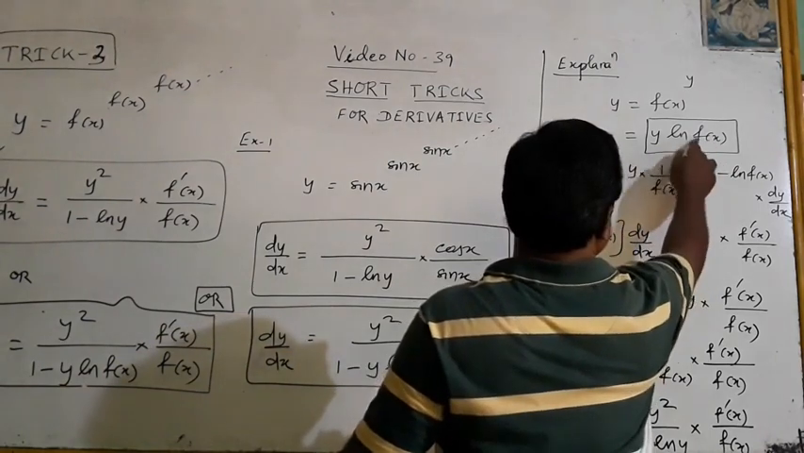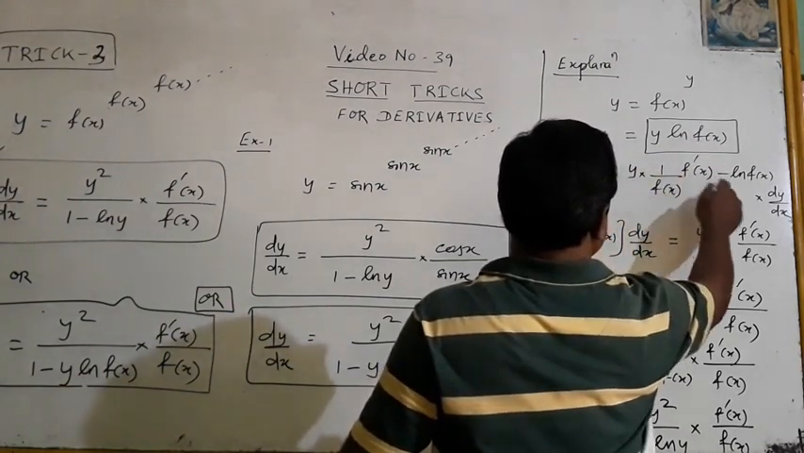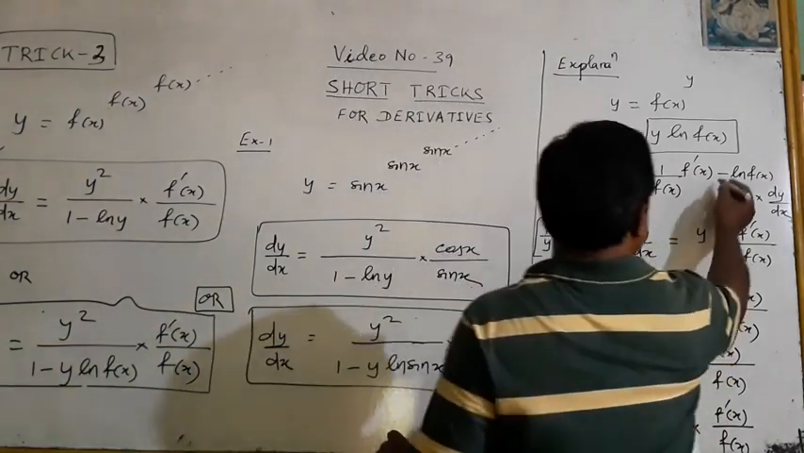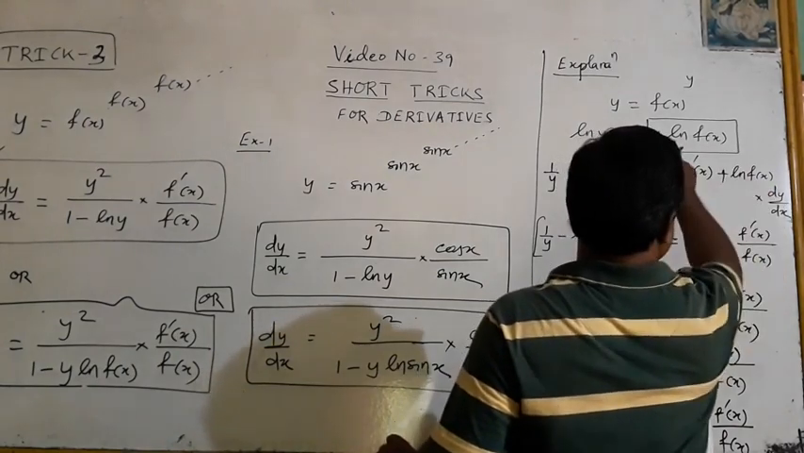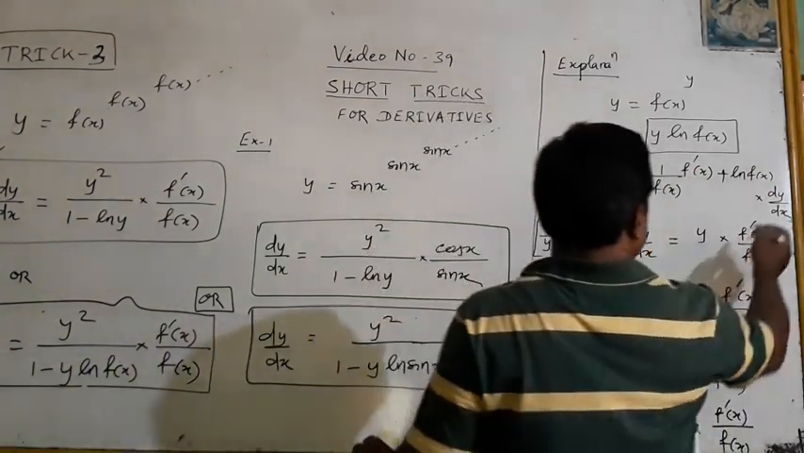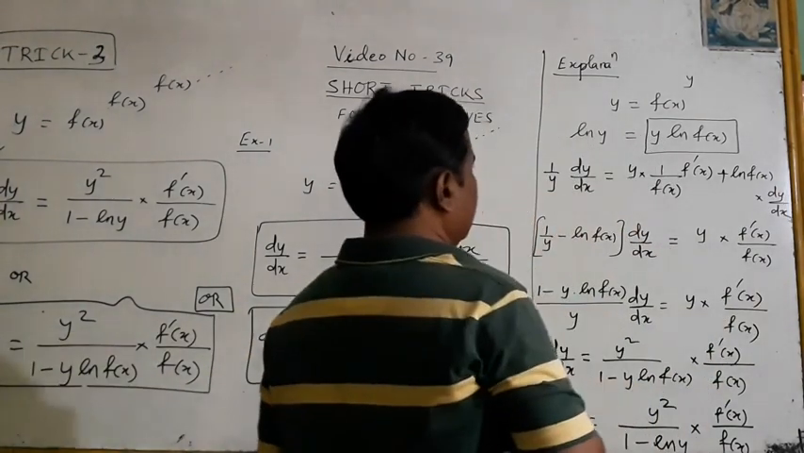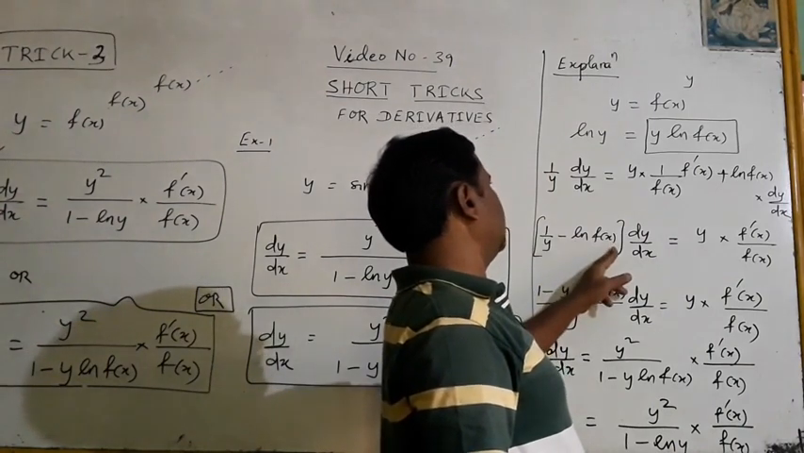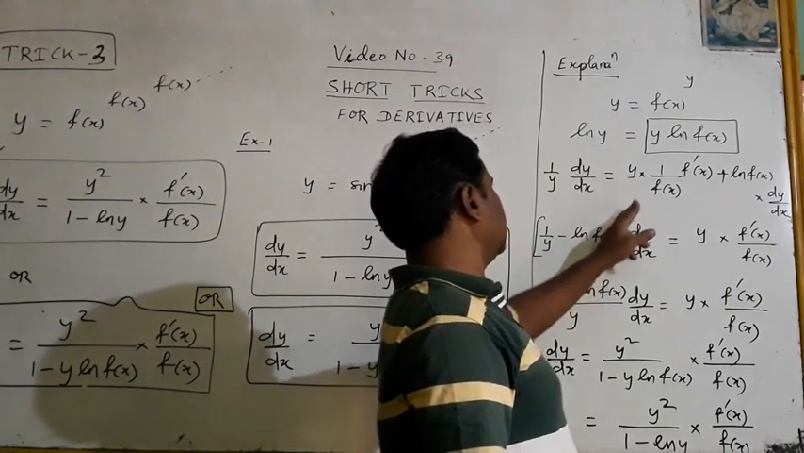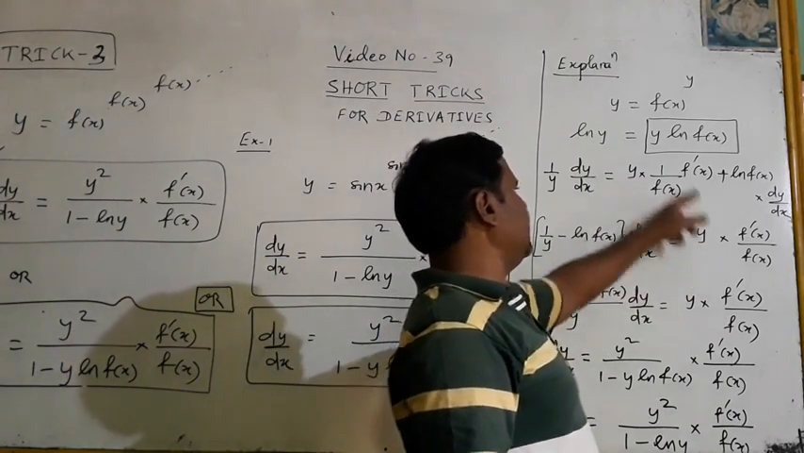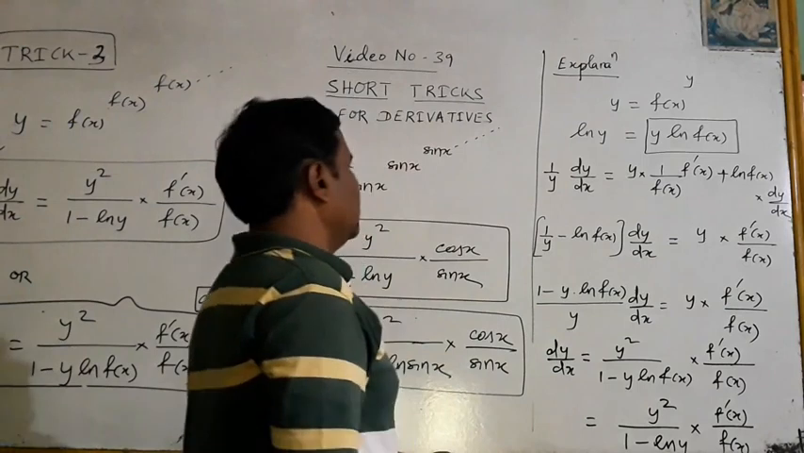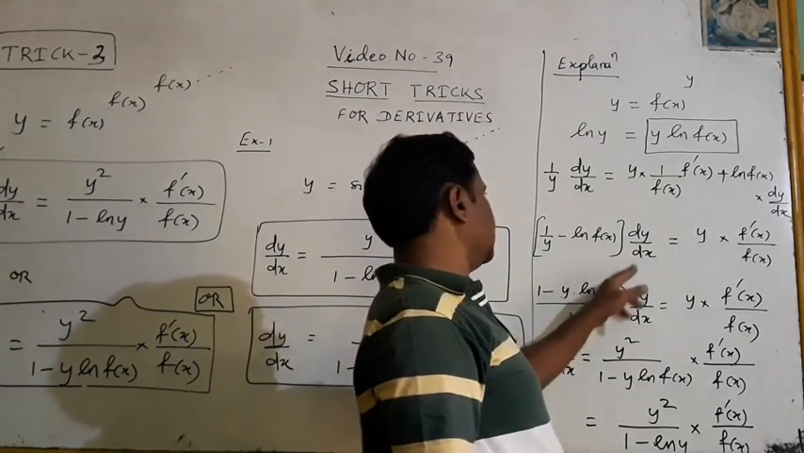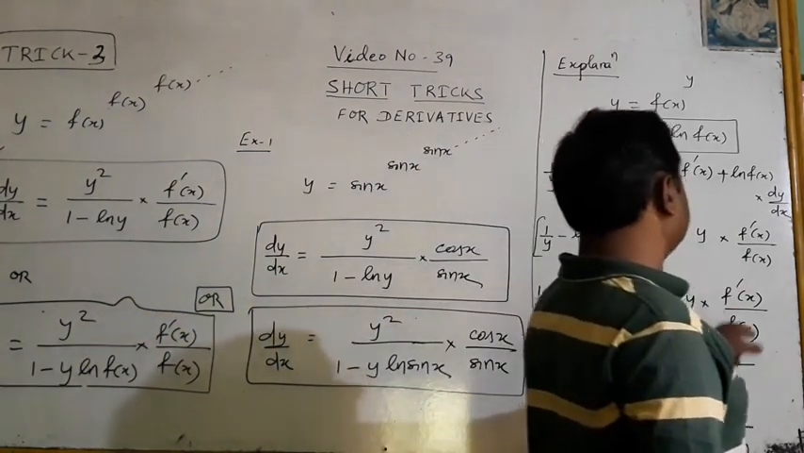It becomes 1 by y dy by dx. Apply the product rule. Derivative of ln f(x) is 1 by f(x), derivative of f(x) is f dash x. Then plus ln f(x) into derivative of y, which is dy by dx. If we bring it to one side, it becomes 1 by y minus ln f(x) into dy by dx is equal to y into f dash x by f(x). Taking LCM, it is y: 1 minus y ln f(x) into dy by dx is equal to y into f dash x by f(x).